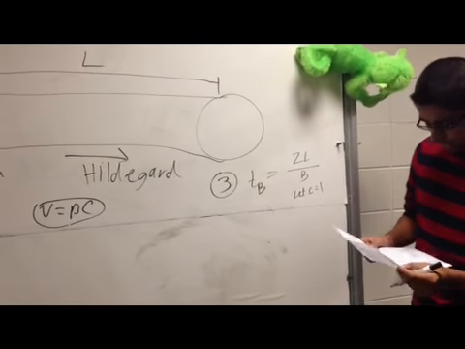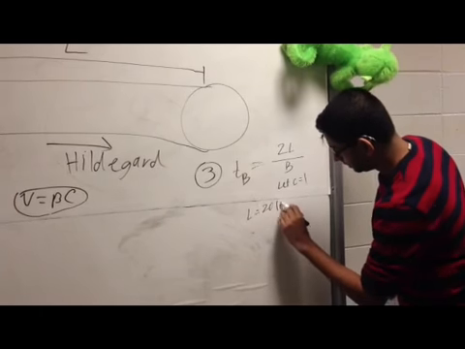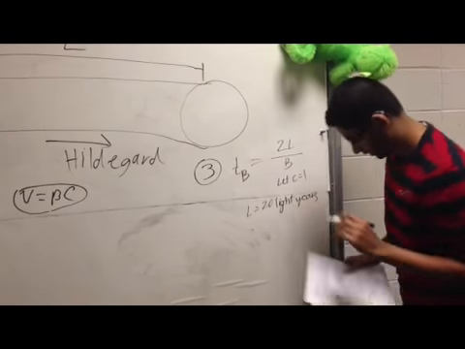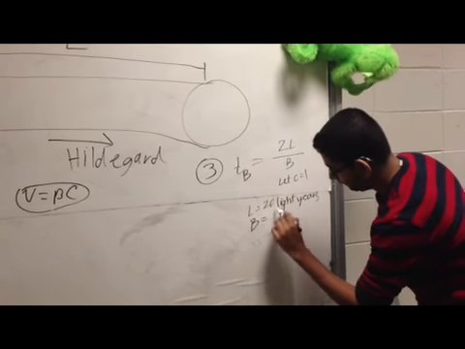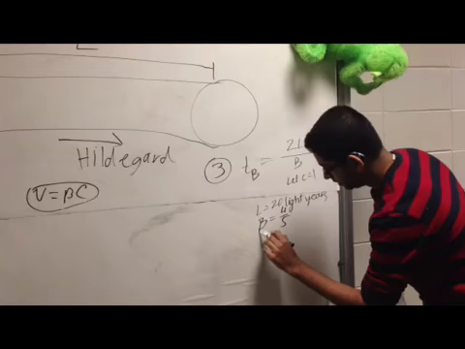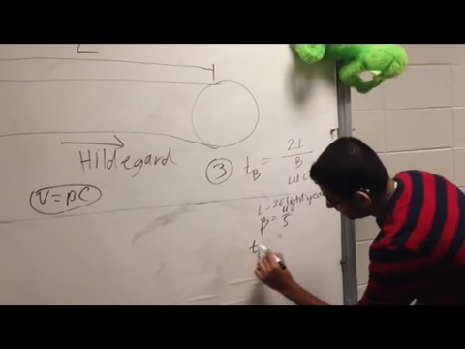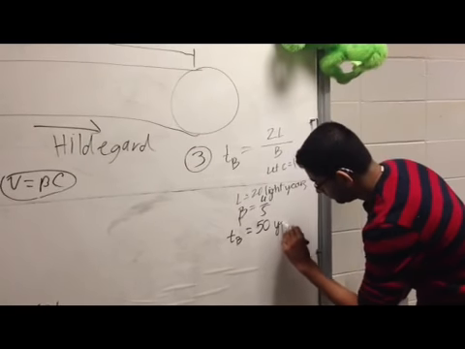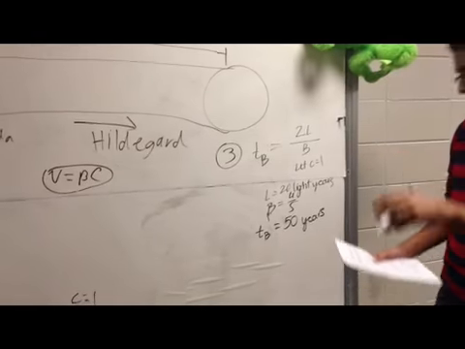Now they give us the value that L is equal to 20 light years, and beta is equal to 4 over 5. So if we plug it in, we find out the time that Brunhilde experiences is 50 years.